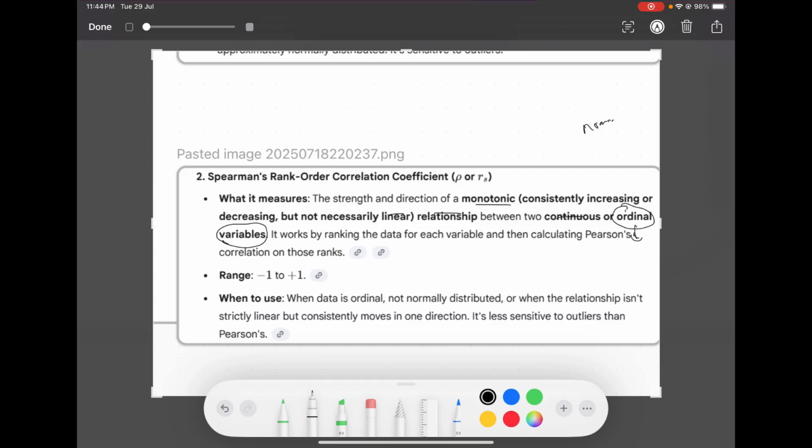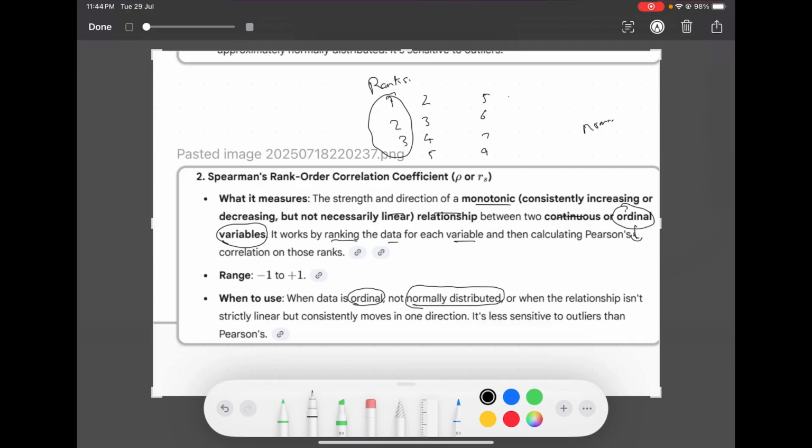This works by ranking the data for each variable. That means you are getting several data like 2, 4, 6 and 5, 6, 7, 9. We will assign ranks to them, 1, 2, 3, etc. Here also we will assign ranks, and then we calculate the correlation coefficient using these ranks. We will do detailed exercises on that in the coming lectures.